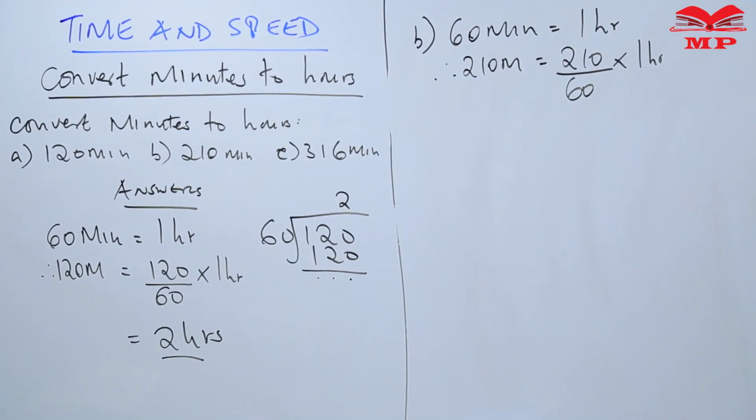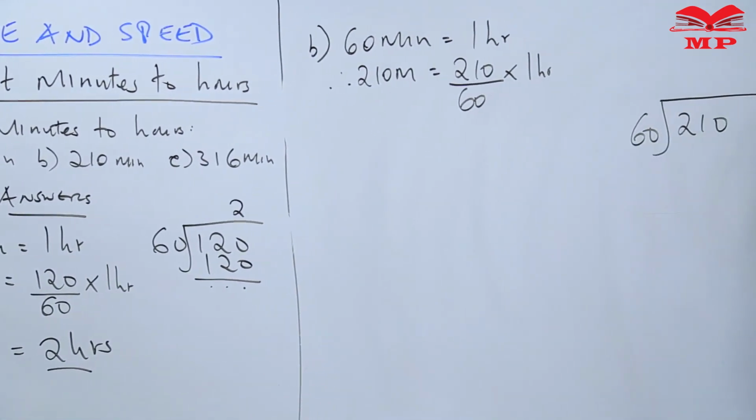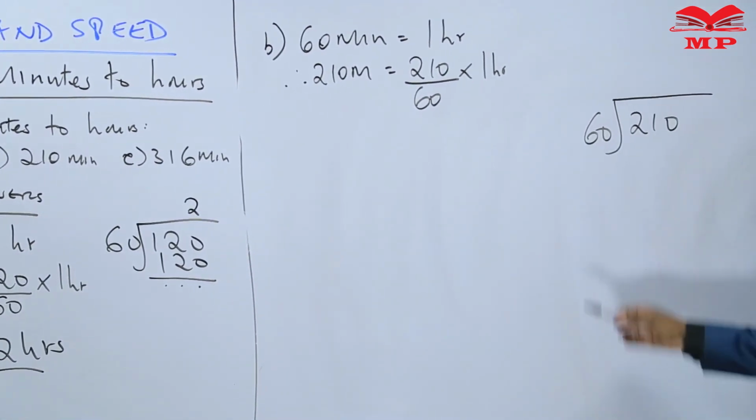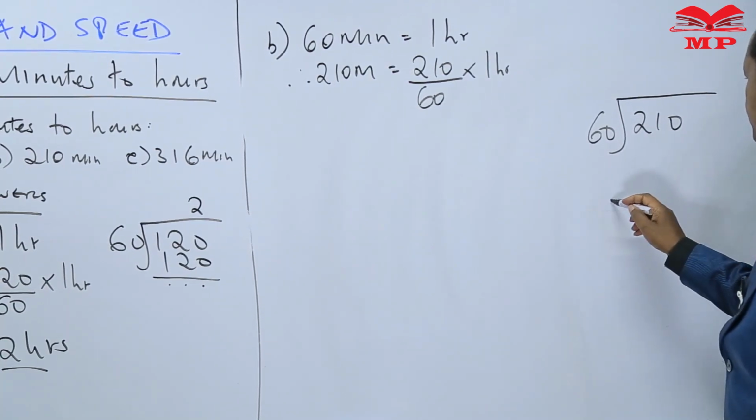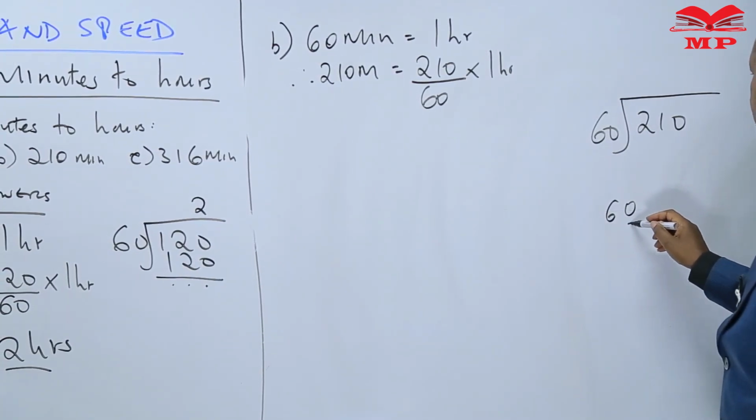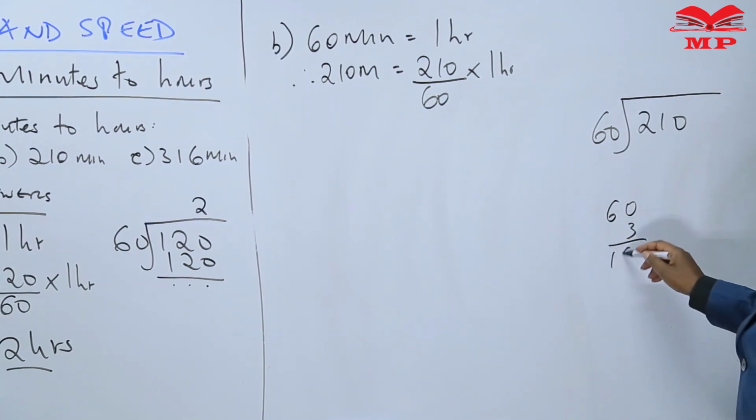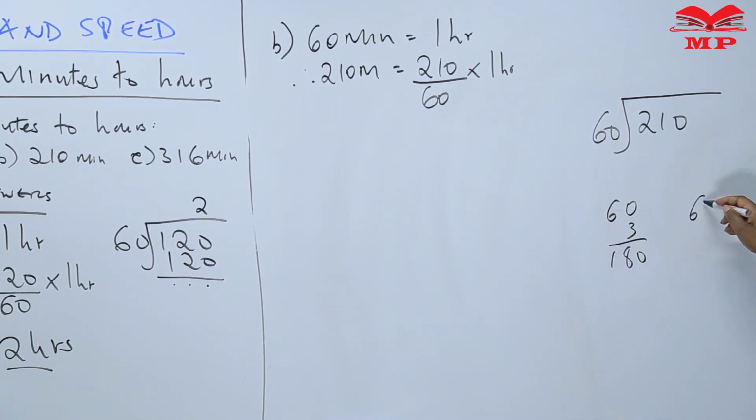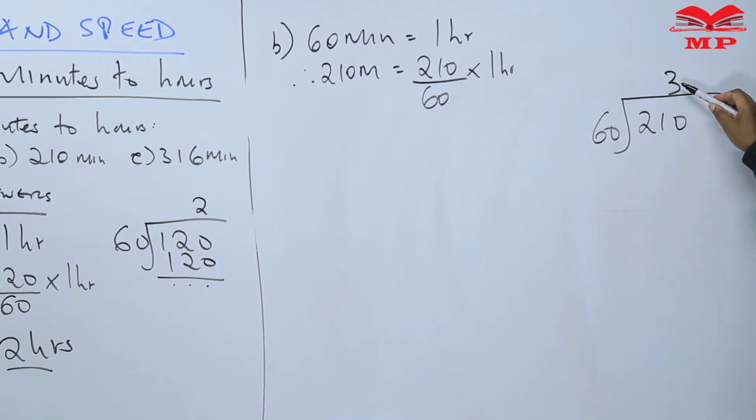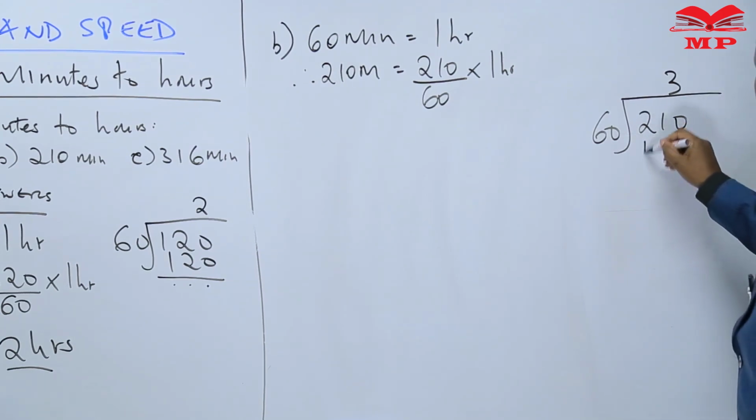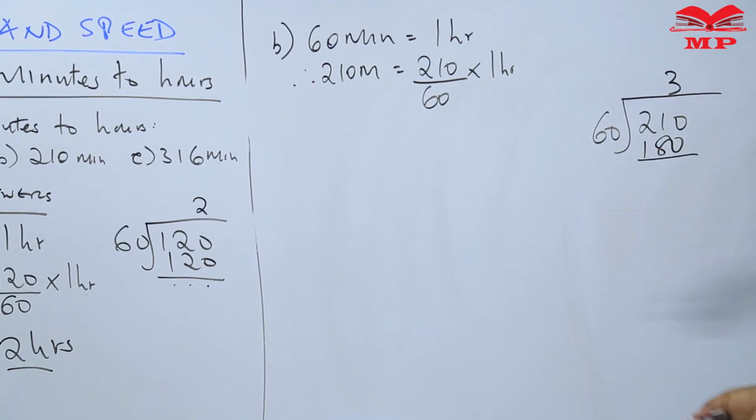So we come here and divide 210 by 60. 60 goes into 210 how many times? Let us try 60 times 3. This will be equal to 180. Because if you multiply 60 by 4, this will be 240, which is more than the 210. So the answer here is 3 hours. So 3 times 60 is equal to 180. So these are exactly 3 hours.